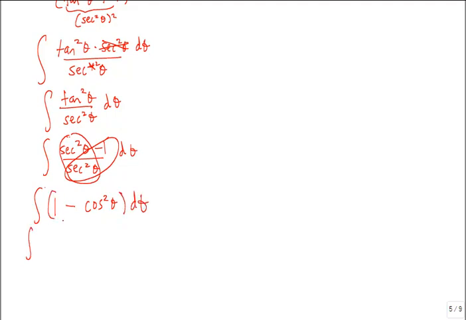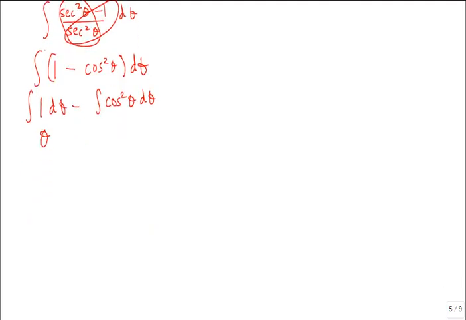All right, if I break this up, the integral of 1 dθ minus the integral of cosine squared θ dθ. The integral of 1 dθ is just θ. And then what do we do when we are trying to integrate cosine squared? We did this earlier today as well. This is an even power of cosine, so the only way to integrate that most efficiently is to use that half angle identity. So I'm going to change this cosine squared into 1/2 times (1 plus cosine of 2θ).